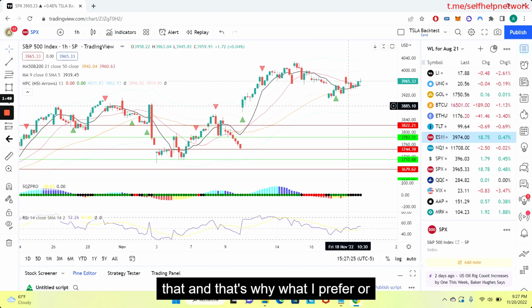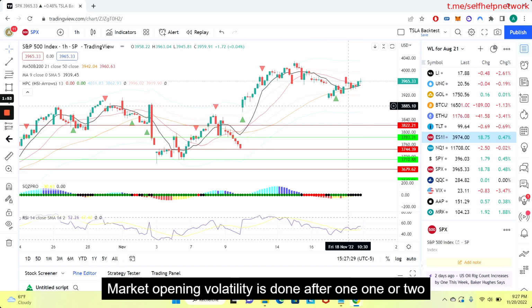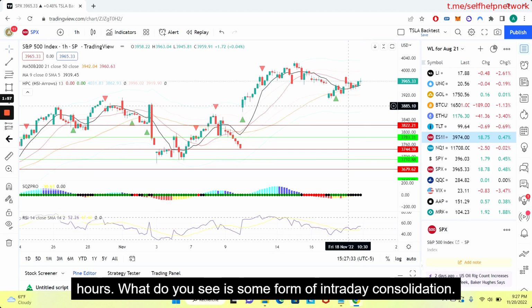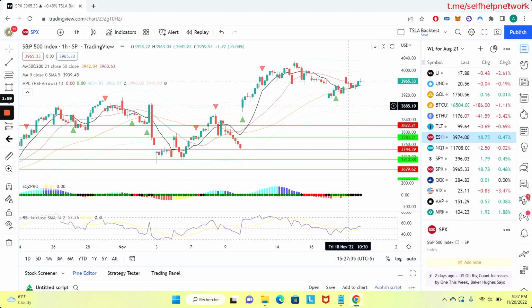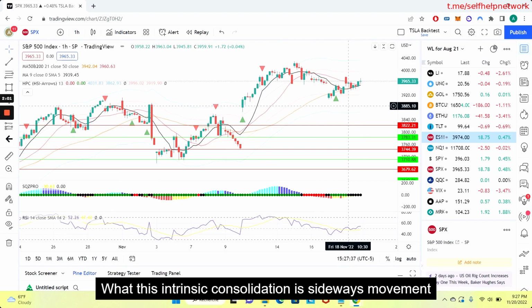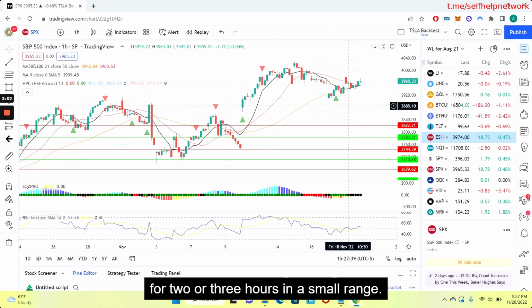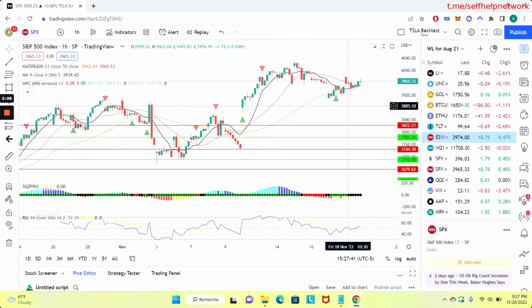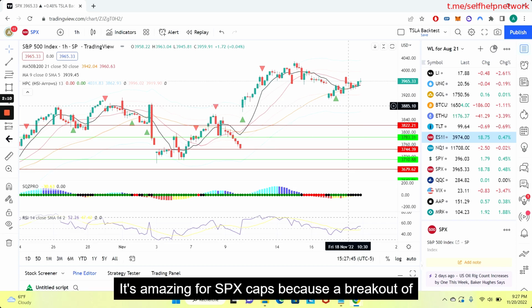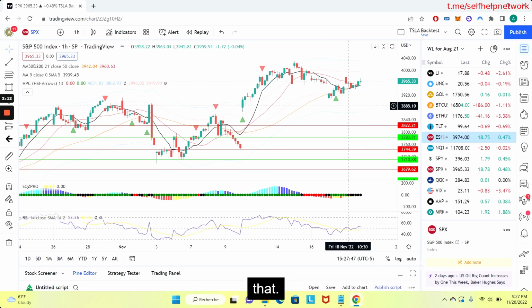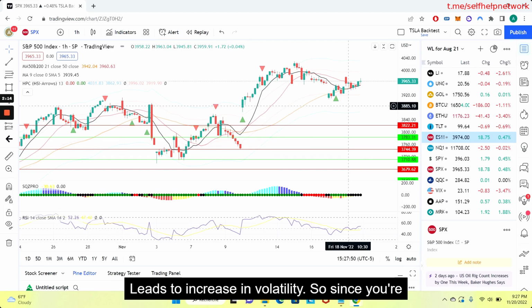And that's why what I prefer, or the setup I see, is once the market opening volatility is done, after one or 2 hours, what you see is some form of intraday consolidation. This intraday consolidation is sideways movement for 2 or 3 hours in a small range, and a breakout of that is amazing for SPX scalps because a breakout of that leads to increase in volatility.